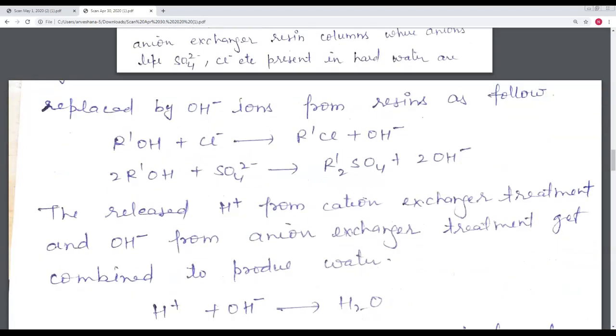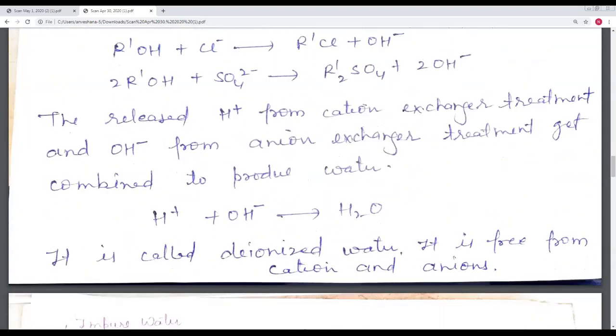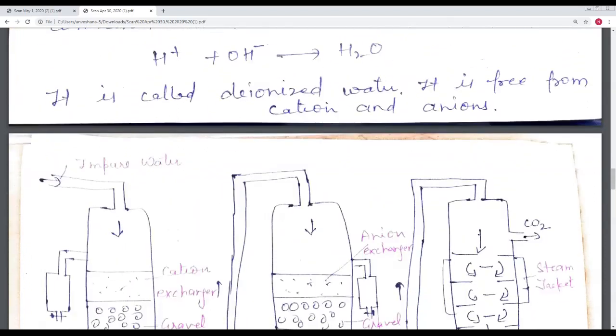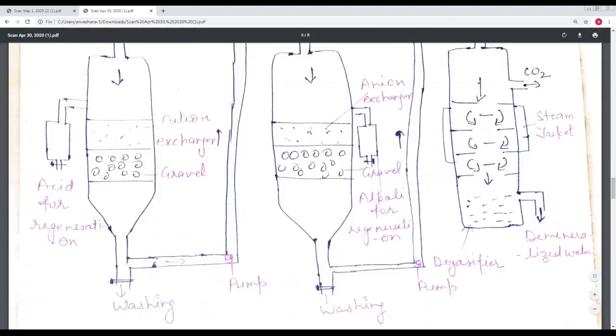Now the H positive released from the cation exchanger treatment and the OH negative released from the anion exchanger treatment combine to produce water. That means H positive plus OH negative gives H2O. It is called deionized water, that is, free from cations and anions. Here, this is our apparatus.